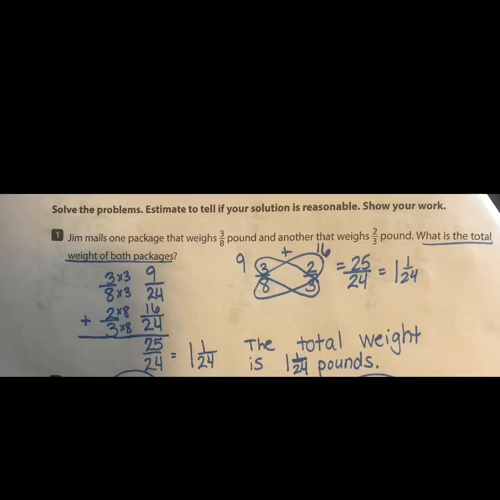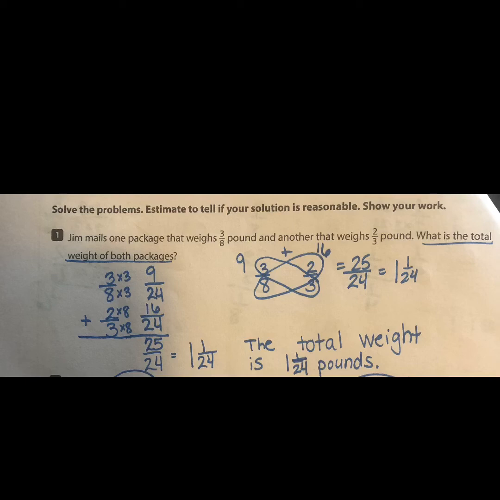to check it. Okay, on the back, you have what is the total weight of both packages. When you have total weight, that means you're adding. So you have 3/8 plus 2/3. Need a common denominator of 24. So 9/24 plus 16/24 is 25/24. But hold on, that's an improper fraction.